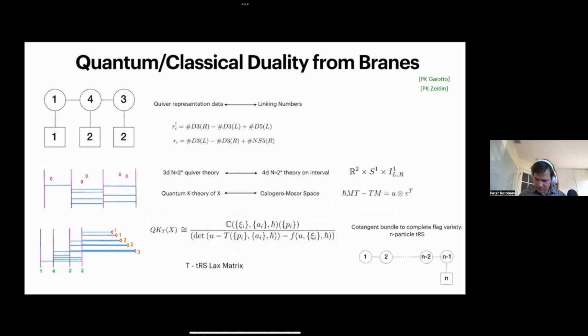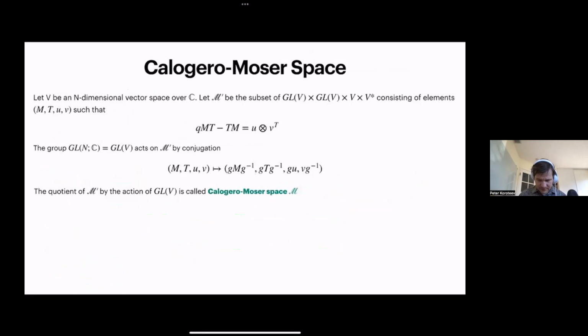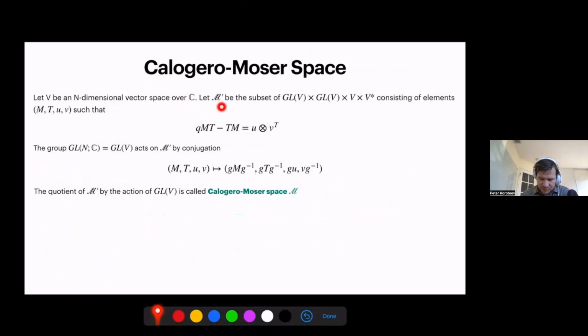Okay, right now here's a reminder of the Calogero-Moser space. Let V be an n-dimensional vector space over C, and M prime is a subset of GL(V) cross GL(V) cross V cross V star that consists of elements M, T, U, and V. M and T are matrices, U and V are vectors, such that the following relation is true. With Q the parameter, the Q-commutator of matrices M and T is equal to a matrix of rank 1.